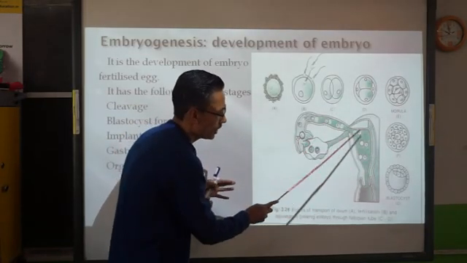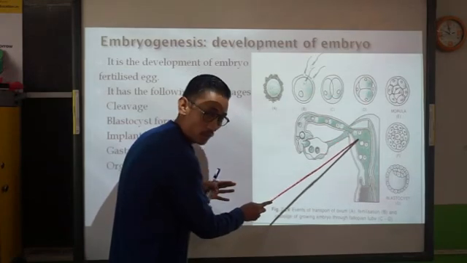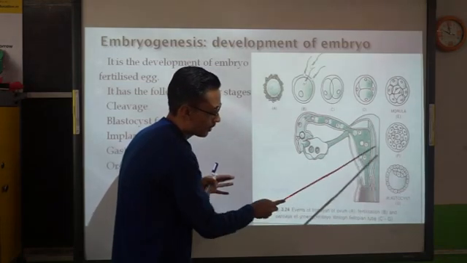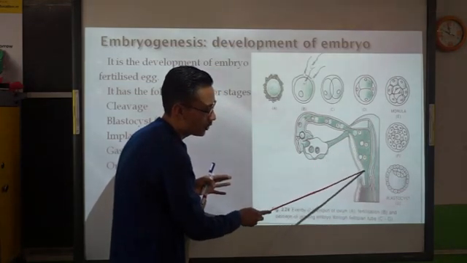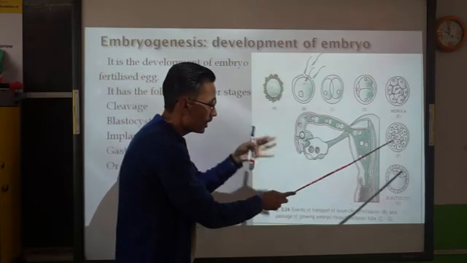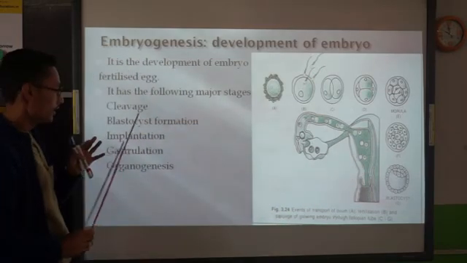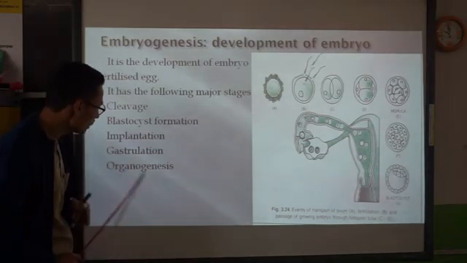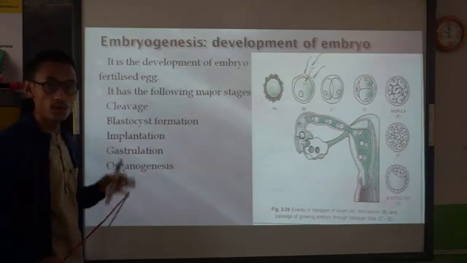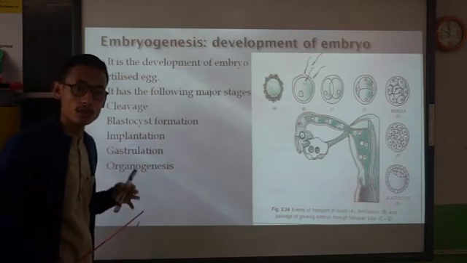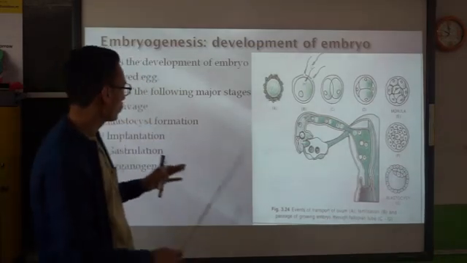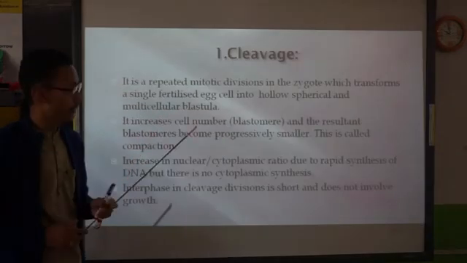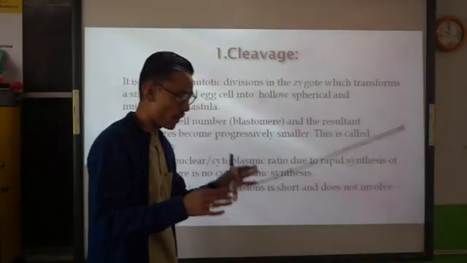After the formation of morula, it enters inside the uterus. Then this morula will change into blastocyst. The blastocyst will come in contact with the endometrium lining of the uterus, which is called implantation. After implantation is over, the next event is called gastrulation, where there will be formation of embryonic germ layers, and after gastrulation there will be organogenesis, which is the process of formation of organs. Clear? Now we will go through these steps one by one. Clear? So first of all, we will begin with the first event called cleavage. Now what is cleavage?